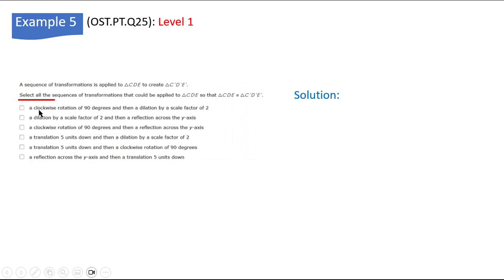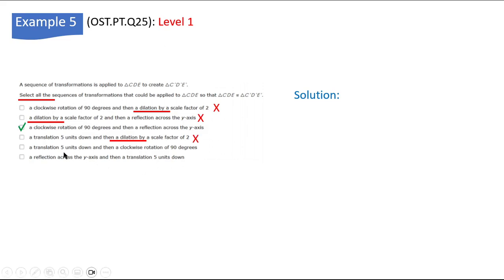Let's see the first one: a clockwise rotation of 90 degrees and then a dilation. Dilation messes up the size of the triangle, so that does not work. As soon as you see a dilation, it will not produce a congruent figure. A clockwise rotation and then a reflection across the y-axis, that would work. Translation 5 units down and then a dilation. Again, if you see a dilation, that would not work.